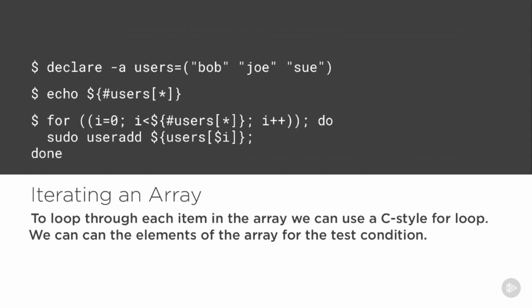Now putting this together, we can start at i being a value of 0, so starting at index 0. We can then continue whilst we're less than the number of elements. We can then increment our variable. We're using i for index here, so it does kind of make sense, the variable name that we're using. As we go through, we can then create a user, so sudo and useradd, choosing our user from the correct index of our array, so $i.